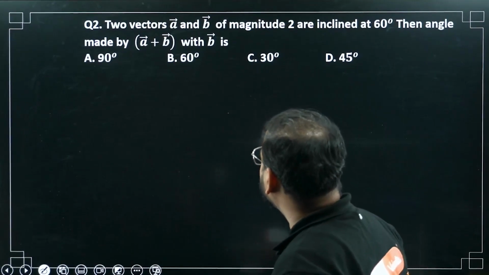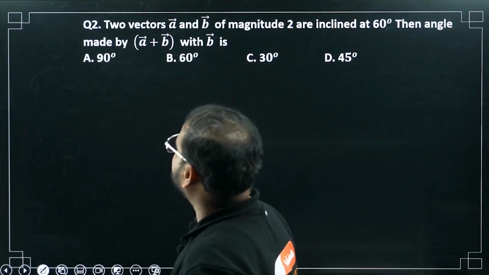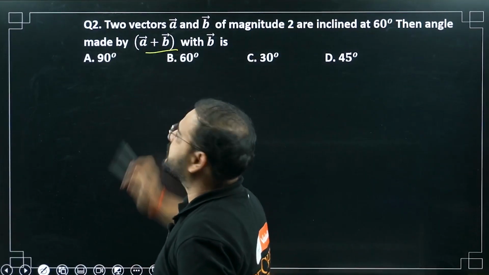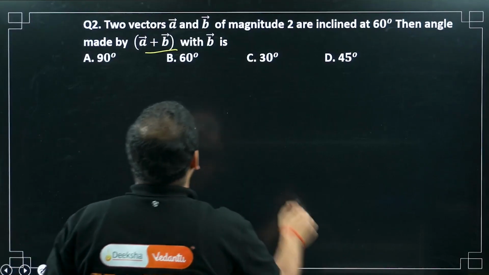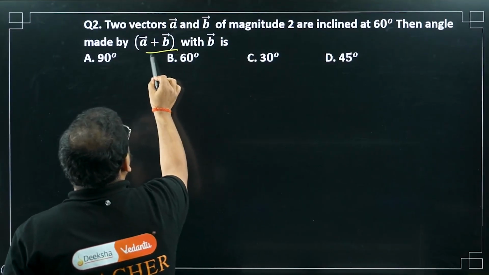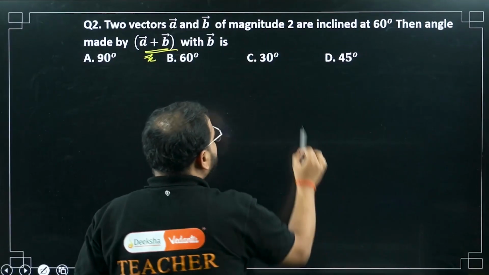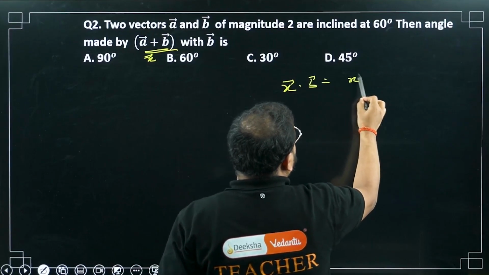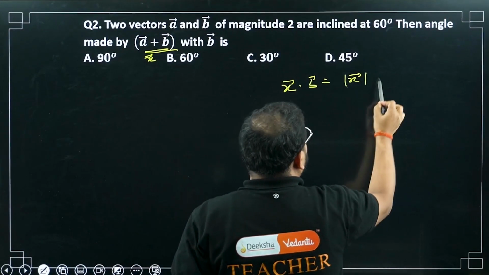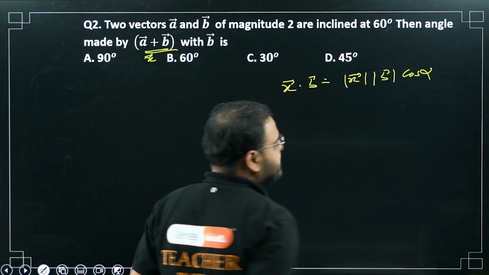Two vectors A and B of magnitude 2 are inclined at 60 degree. Then angle made by A vector, this sum of the vector with vector B is going to be what? A very good question. So how we write this vector, if you remember, just check, if I take this to be another vector, let's say x, okay, what's the dot product of x and b? Dot product of x with b will be what, bacha? X vector times vector b cos, let's say alpha, cos alpha.